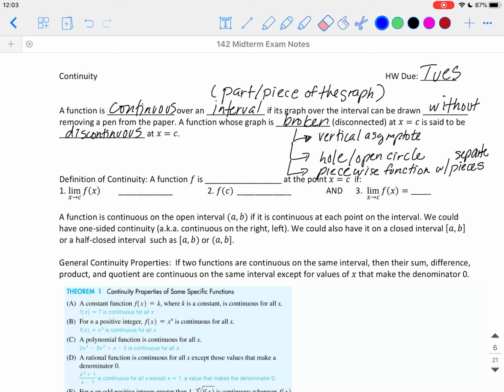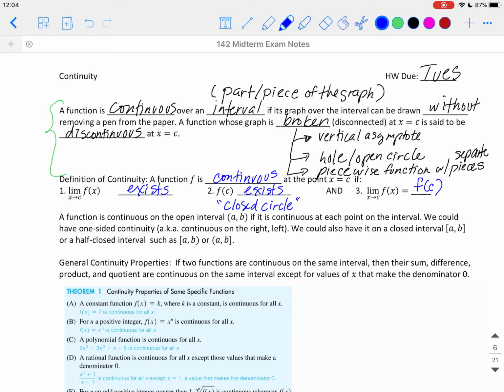So the definition of continuity. A function f is continuous at a point x equal to c if the limit of the function as x approaches c exists, f of c, which is the y value at x equal to c, exists, so that means that it's a closed circle, and the limit of the function as x approaches c is in fact f of c, the closed circle.